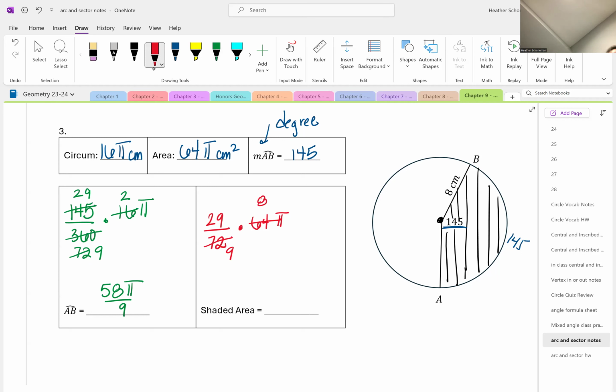29 times 8 gives me 232 pi. And on the bottom, we get 9. Need to go back and add the labels. So the area of the sector is centimeters squared, and the arc length is just going to be centimeters.